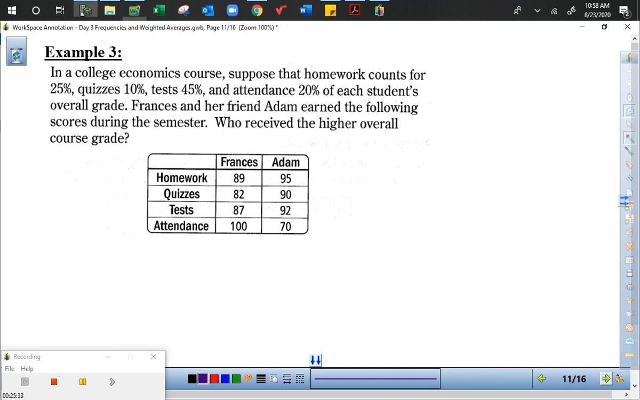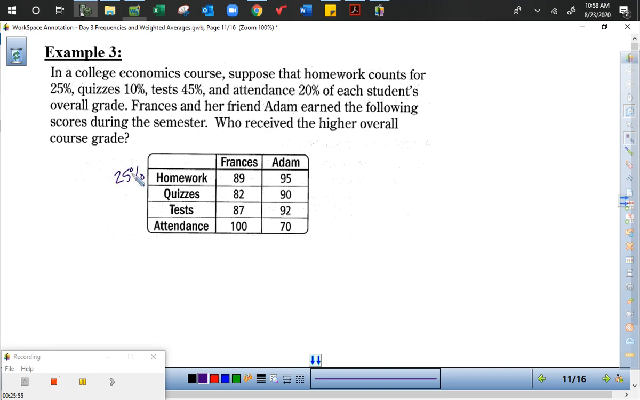Alright, go ahead and flip that over. We're going to do some weighted average stuff and some frequency really quick. Great. A big application of weighted averages is with grades. Okay, so it says a college economics course, homework counts for 25%. I'm going to go ahead and put that in the table here.